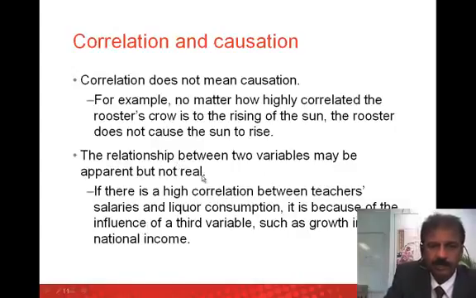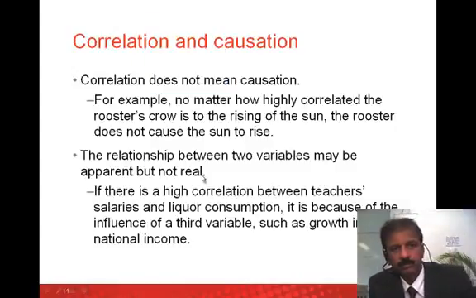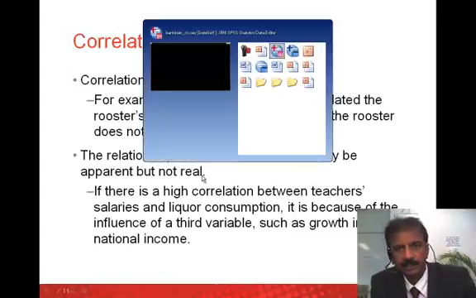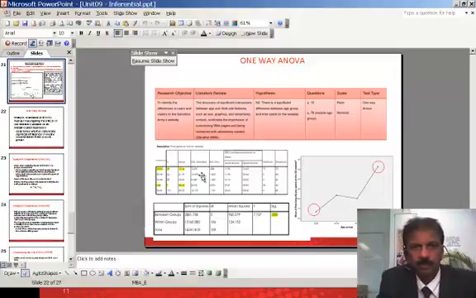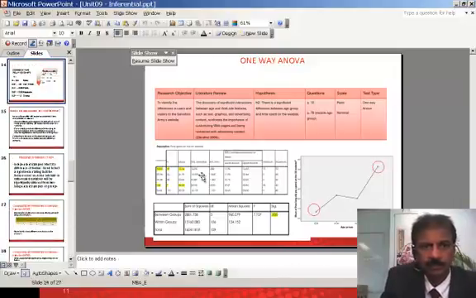Now, what I want you to understand is there is a high correlation between teachers' salaries and liquor consumption. It is because of the influence of a third variable, such as growth of national income, but not necessarily so. All right. Now, these are some examples. Now, let me see if I can take you to the PowerPoint examples here, and see if I can show you correlation and what they are.